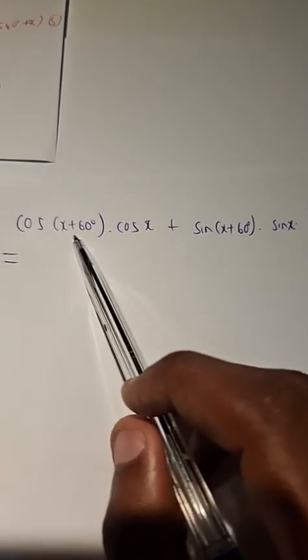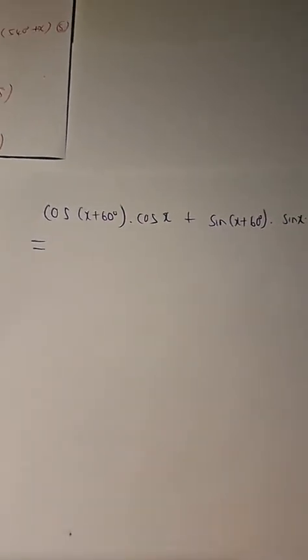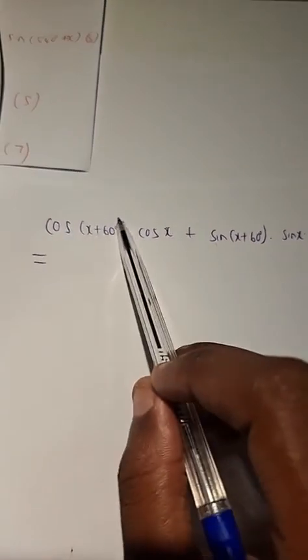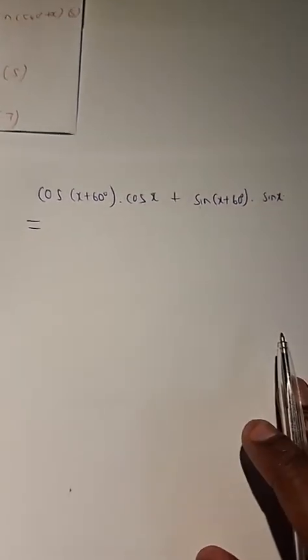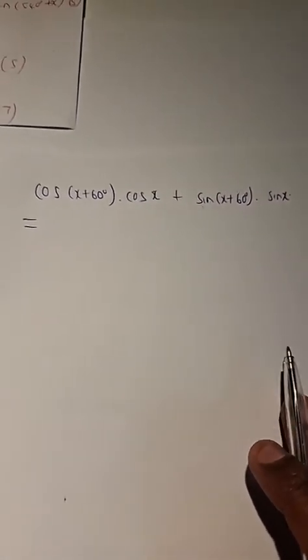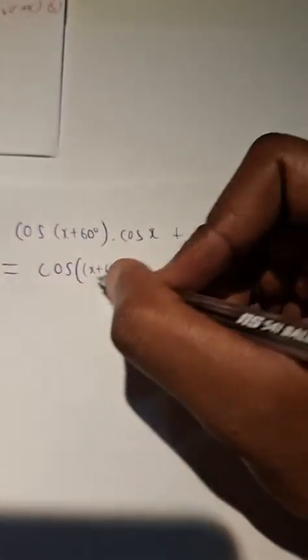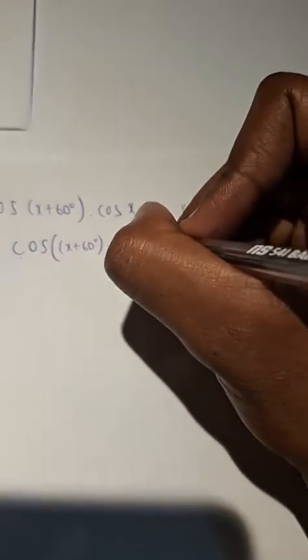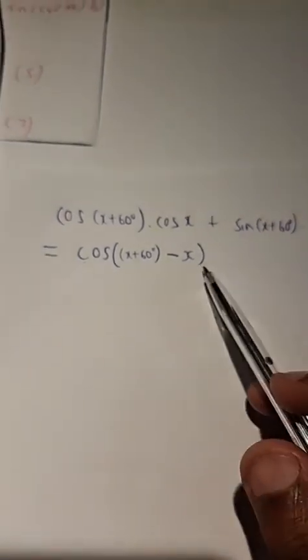Now let's look at this one. Cos x plus 60 times cos x plus sine x plus 60 times sine x. So here we need to simplify. So we can clearly see this is cos cos, this is sine sine. This is like the A, this is the B, the same A and the B. So this is the cos compound. So we are going to write cos, and then of course in brackets we would write the x plus 60 degrees, which would be like our A value, followed by what? Remember, for cos the sign changes, followed by negative x, and that's that.